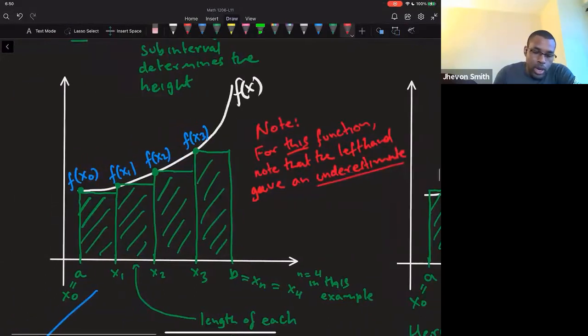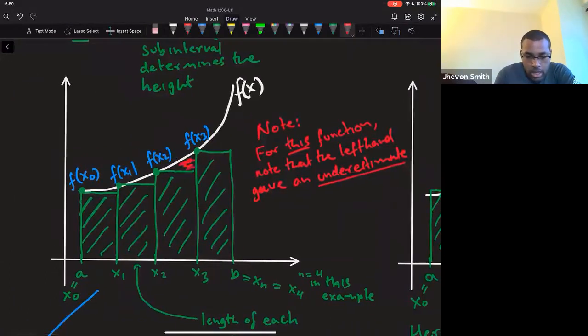Okay. Why is that? Notice that the space that's missing means that the rectangles don't cover all the area under the curve. There's more area to be covered. So whatever the true area is actually going to be larger than whatever the left-hand approximation is with a finite number of rectangles.